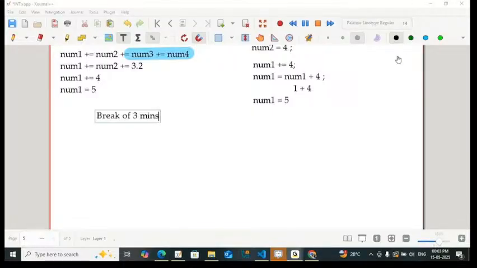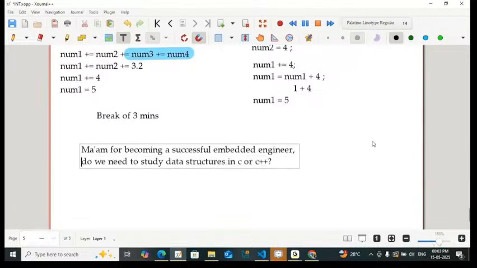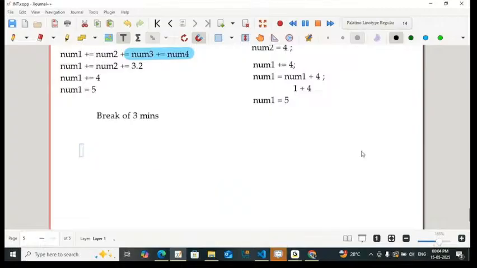Omkar is asking, ma'am, for becoming a successful embedded engineer, do we have to study data structures in C or C++? Okay, so basically not necessary. This is one of the questions. I would say not necessary. It depends on how you are working. You don't need data structures as such, as long as you're not dealing with a big amount of data.